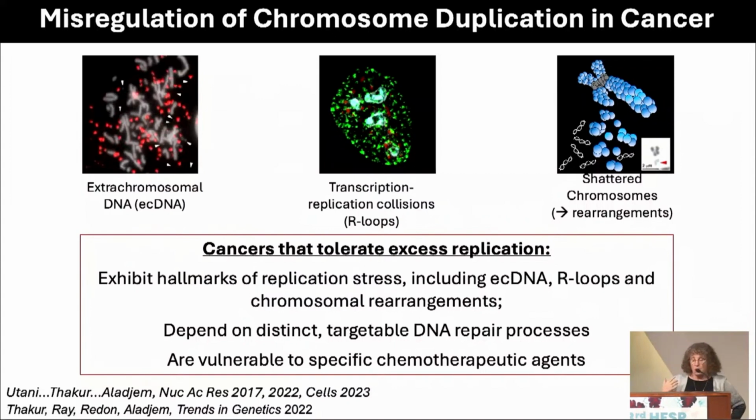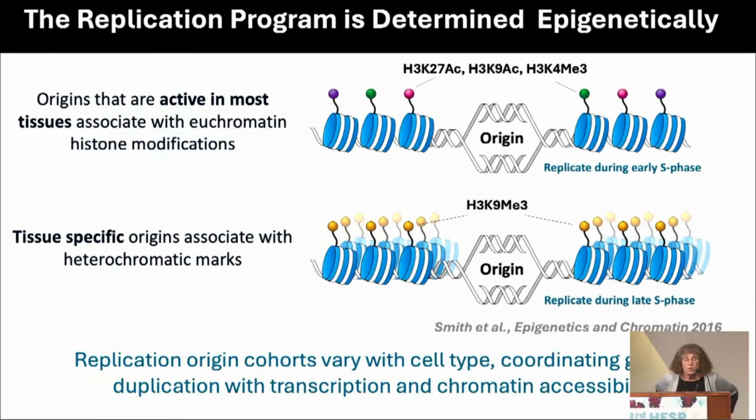All those are hallmarks of replication stress, and cancers that can tolerate this excess replication depend on very distinct targetable DNA repair processes in order to sustain their proliferation, which means that they are often vulnerable to specific chemotherapeutic agents. And at the NCI, we're trying to understand these processes to try to predict which chemotherapeutic agents will be active in particular cancer types. So what did we learn?